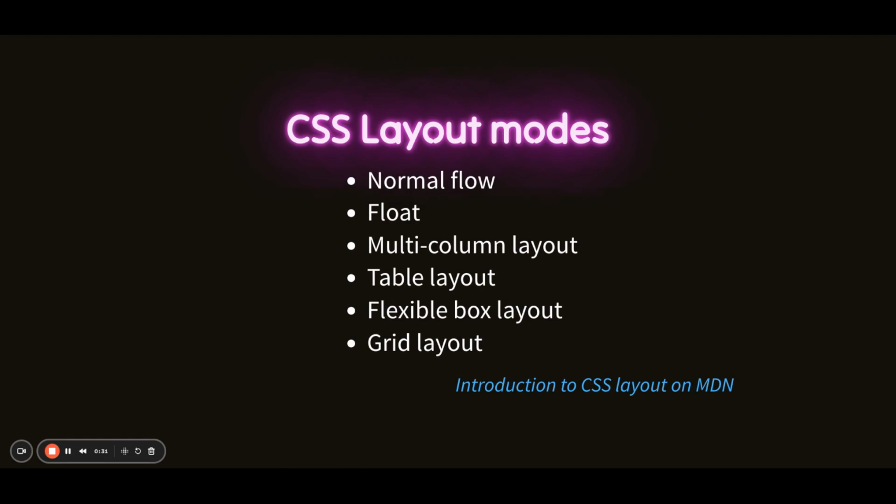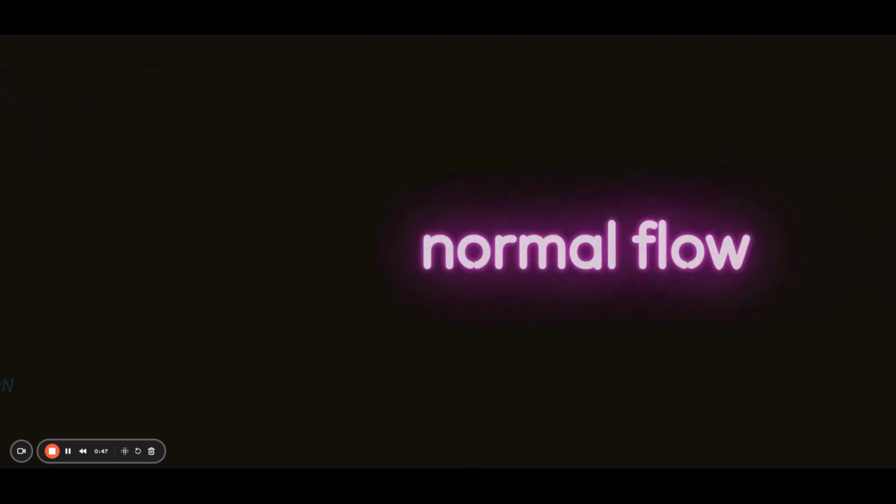These are the ones we're going to look at today: normal flow, float, multi-column layout, table layout, flexible box layout, and grid layout. Flexible box layout is, of course, Flexbox's full name that its mum calls it when she's mad at it. If you'd like to read more about these, as always, I'd suggest checking out MDN, but we're going to start off with normal flow.